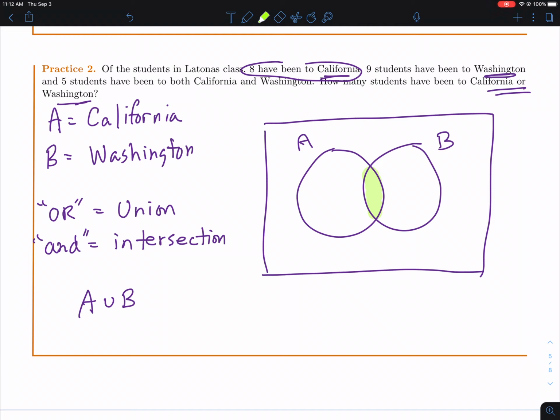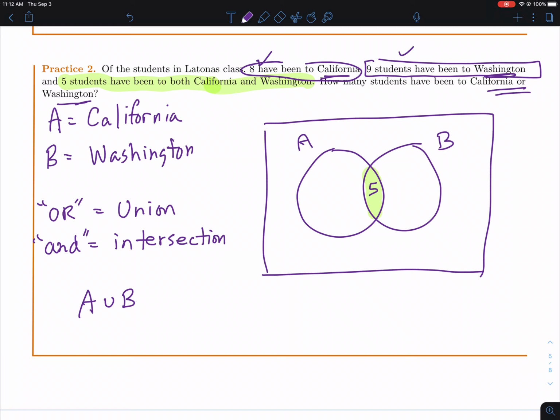So in this case, 5 students have been to both California and Washington. So that's the number that we want to put in here first. So we're going to put a 5 in the middle to go in our intersection. Now, since it's just a 2-circle diagram, all that's left is 2 more spots to fill in. So now we can go back to these first 2 pieces of information and go from there.